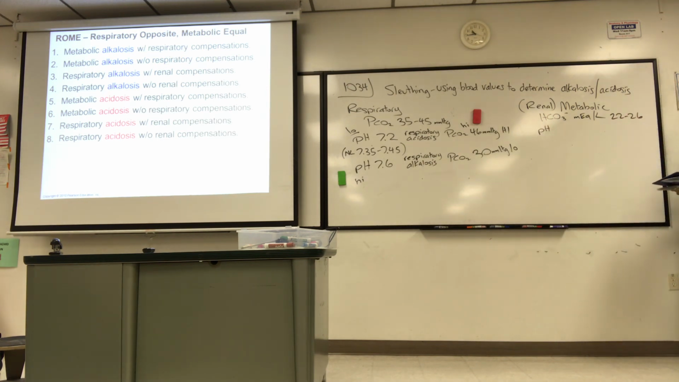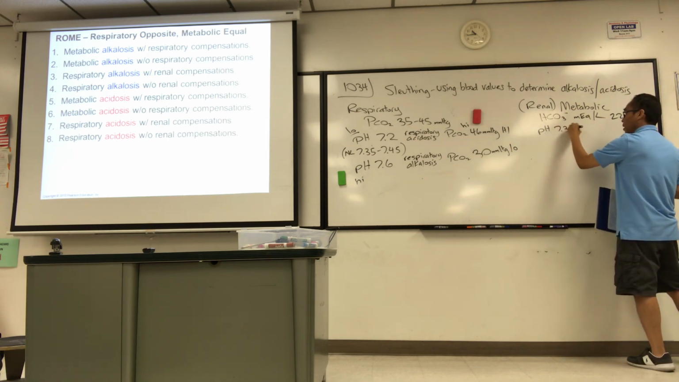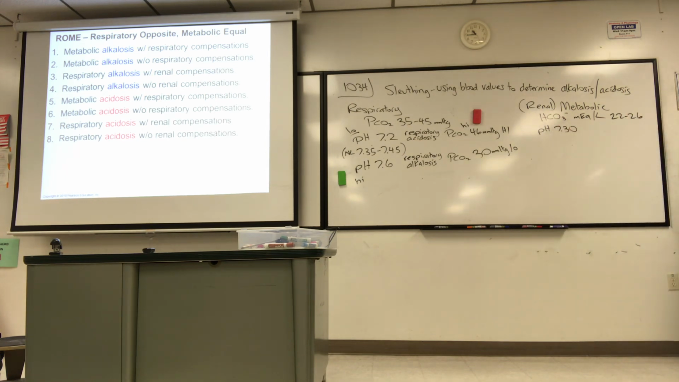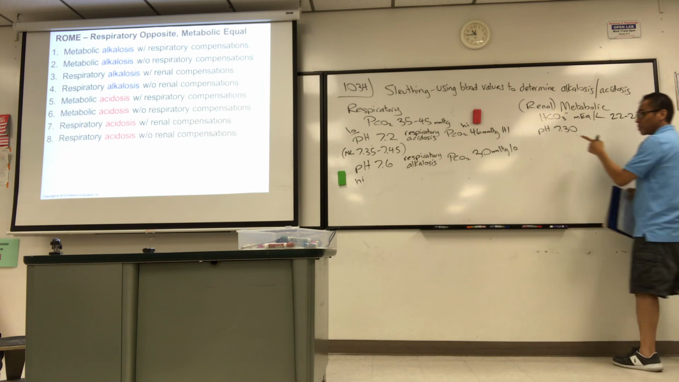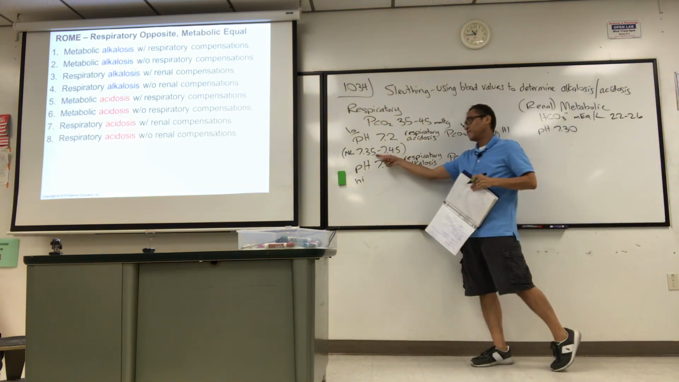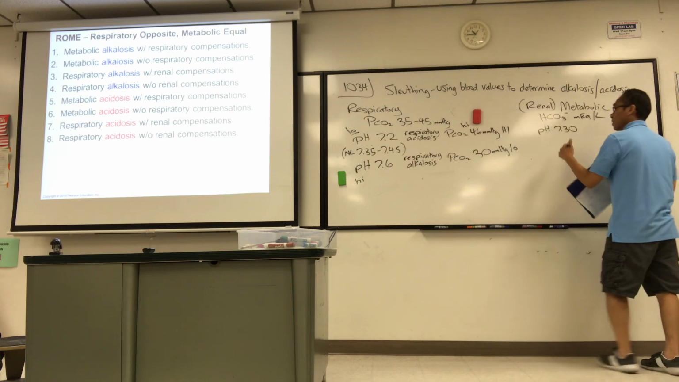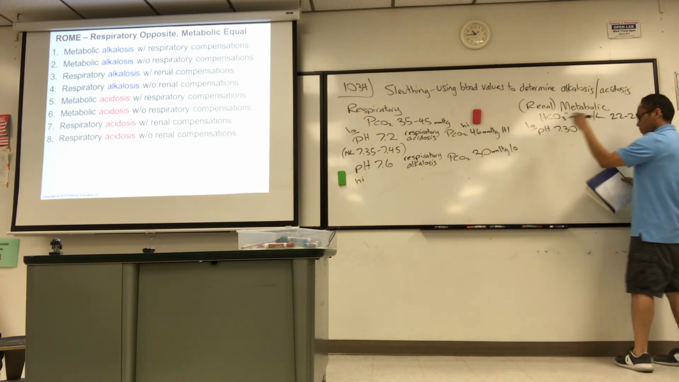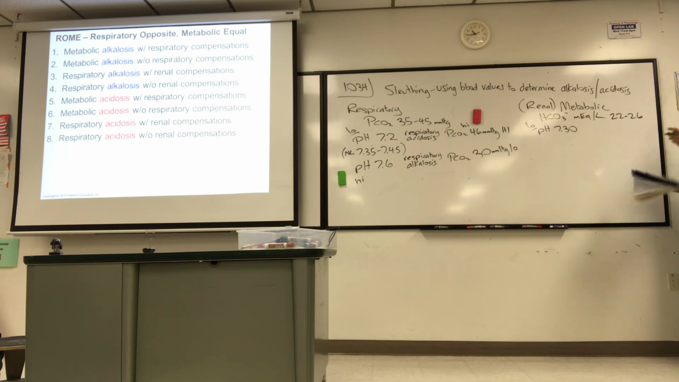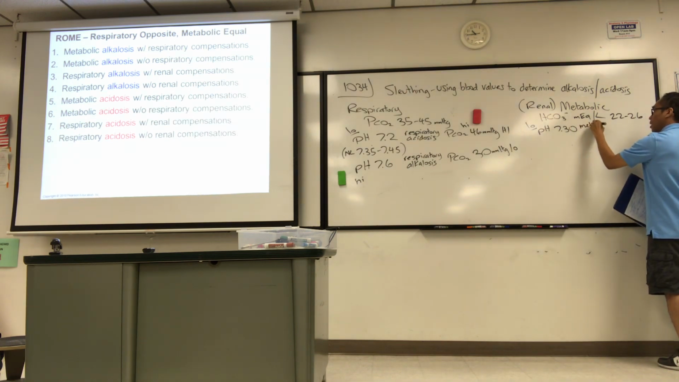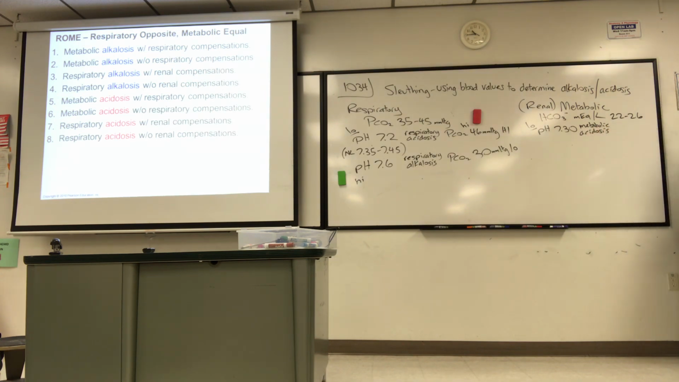For example, if the pH is, I'll just give you a number here, 7.30. Is that high or low? That's low. Remember the normal range? It's lower than 7.35, so that's low. So if it's a metabolic cause, it's metabolic acidosis. It's probably because the base is low, say 20. The normal range is 22 to 26. So this is low.